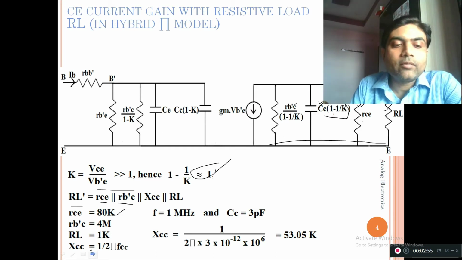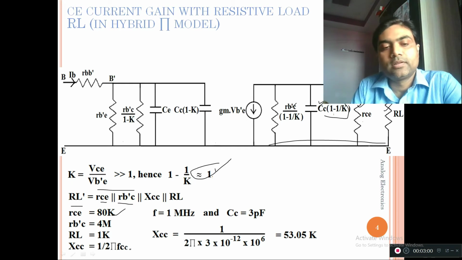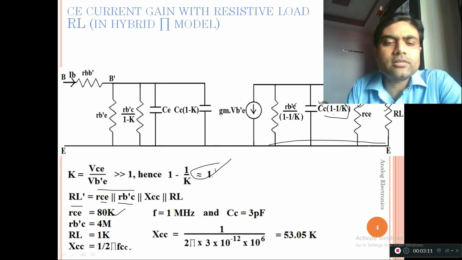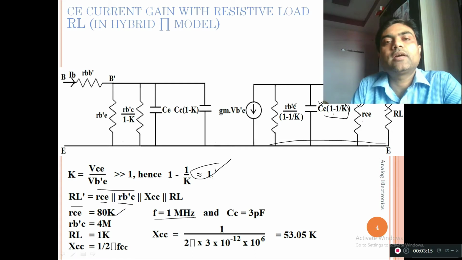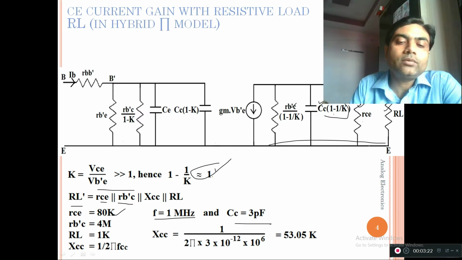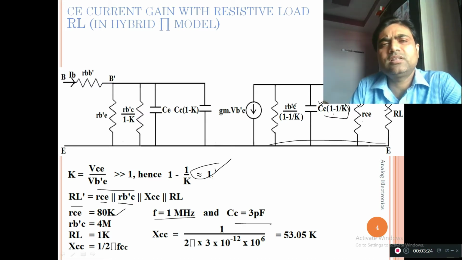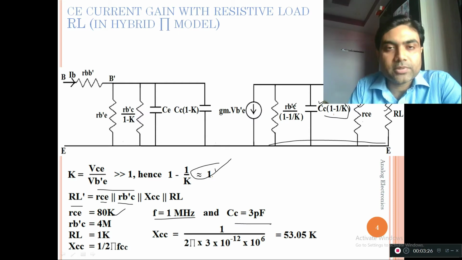What is XCC? XCC is nothing but 1 upon 2 pi f CC. We are calculating the reactance, so reactance is 1 upon 2 pi f CC. Why are we writing f CC? Because CC is the capacitance value and f is the frequency. Again we are taking f as 1 megahertz; it is not given, we are assuming it. And CC we already know from the standard value, that is 3 picofarad. This is the transition capacitance.